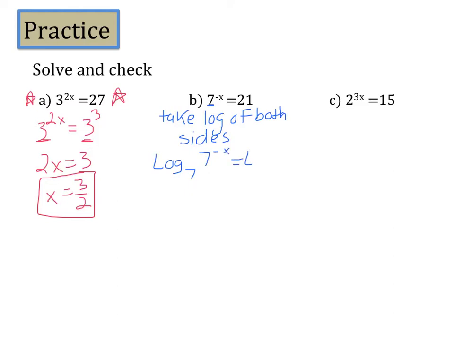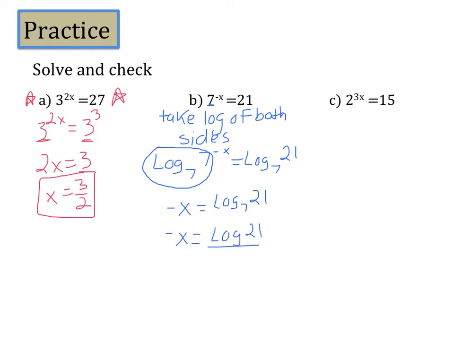And if I do it to one side, I have to do it to the other side. So I do log base 7 of 21. Now when I did this on this side, this gets eliminated. I'm left with negative x equals log base 7 of 21. Now we have to do the change of base formula. So we have negative x equals log of 21 over log of 7.